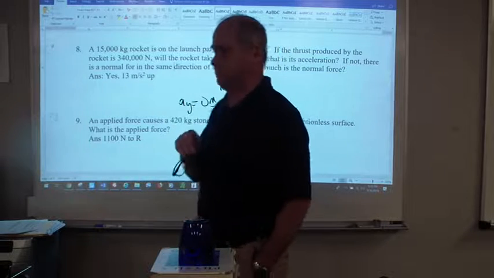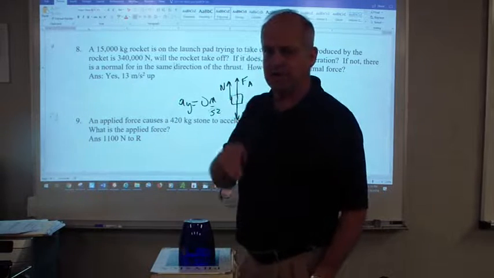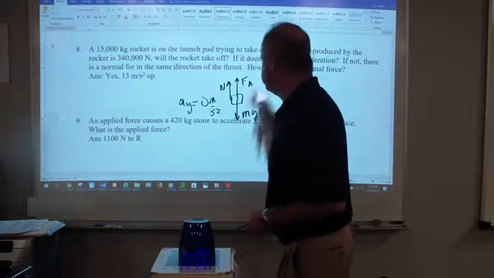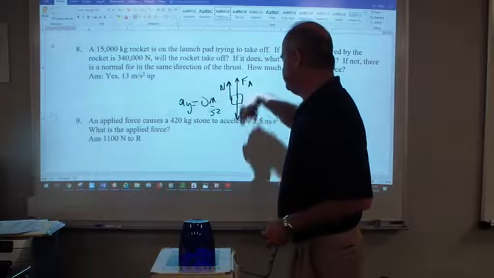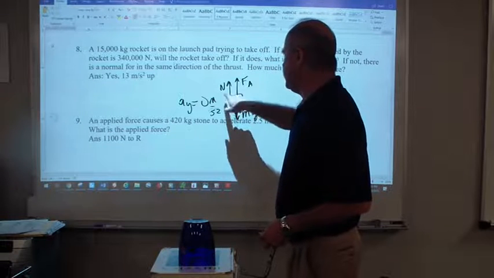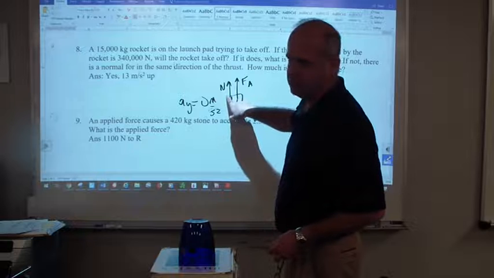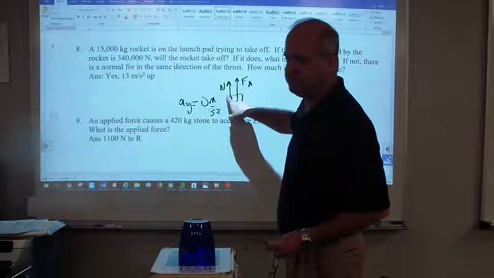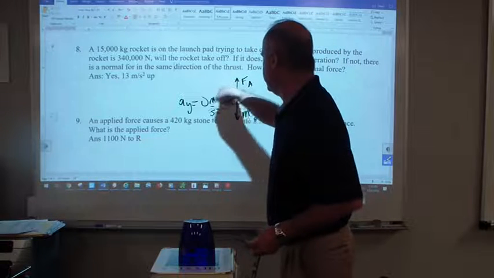So if that's the case, what's your free body diagram look like for this situation? So this was the other one, right? Fa up, n up, mg down. But you're taking off. It's not on the surface, right? So you cannot have a normal force. And the surface can't push on the thing if it's not on the surface. So you don't have this force for this one, okay?